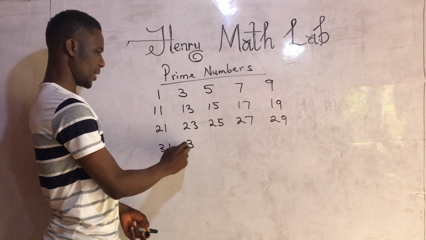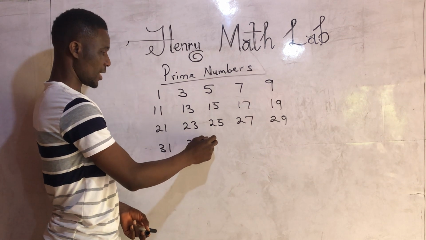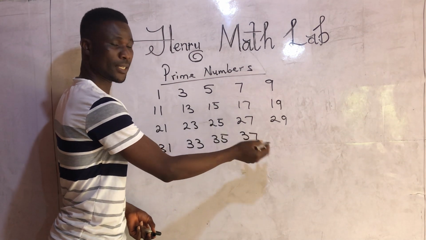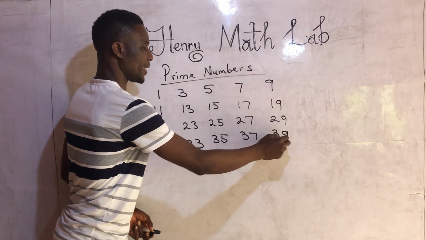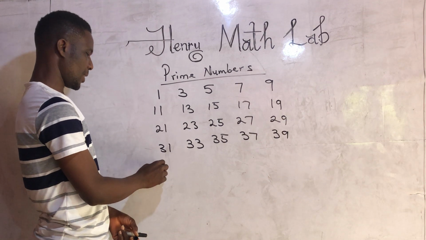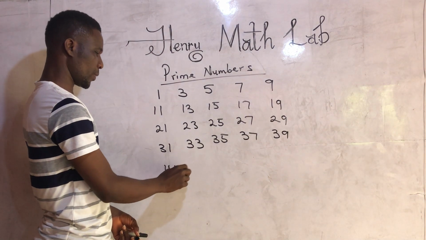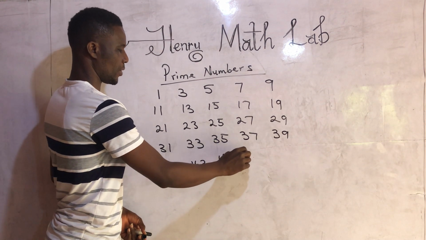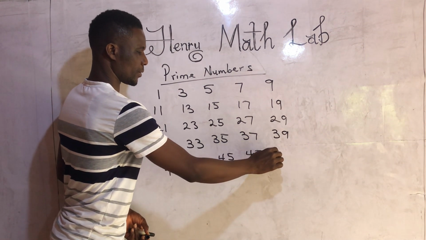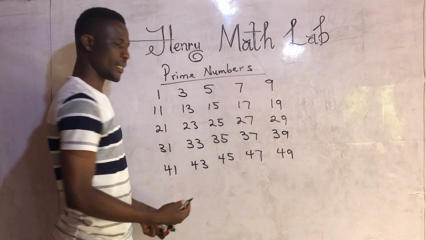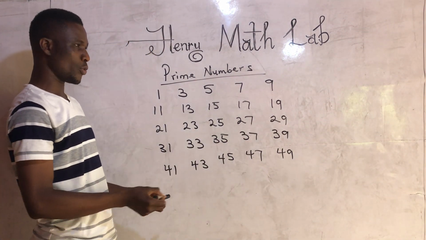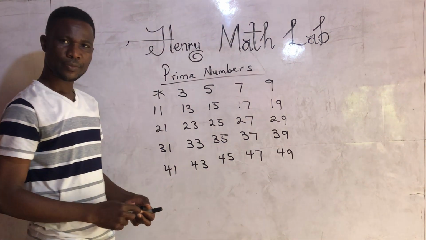We have 33, and here we're going to have 35, 37, and we have 39, and then lastly we are going to have 41, 43, 45, 47, 49, and then we know the other number is 50. So when this is done, what you do is cross out 1.